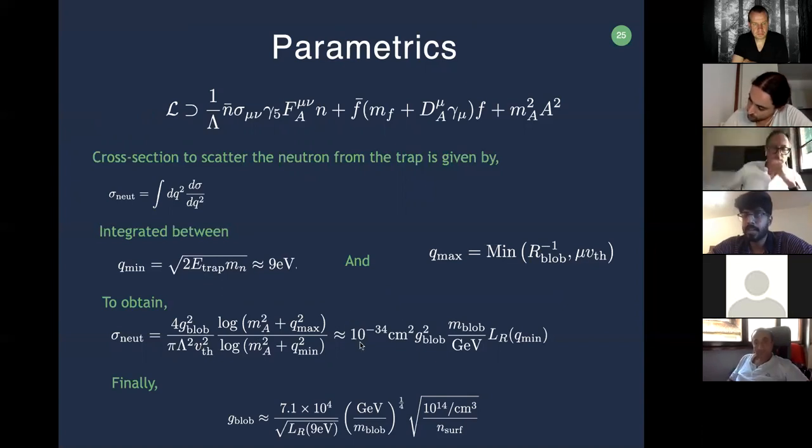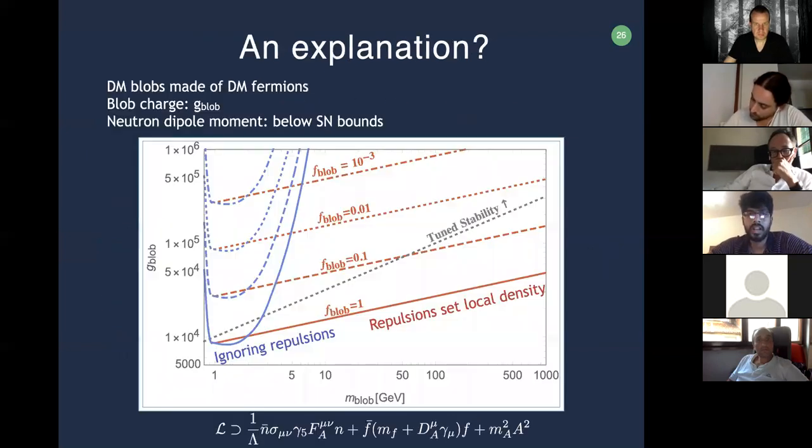So if you squeeze q_max and q_min, you will have smaller and smaller cross sections. So this gives me 10 to the minus 34 centimeter squared times g_blob squared, and I will show you some plots soon. But finally, you have g_blob of around 10 to the 4, so pretty large. We are not talking about order 1, and that is part of the reason why we need composite objects. So we're talking about 10 to the 4, 10 to the 5 for surface densities of around 10 to the 14 for GeV mass blobs. Okay. So this is where this parameter space lies.